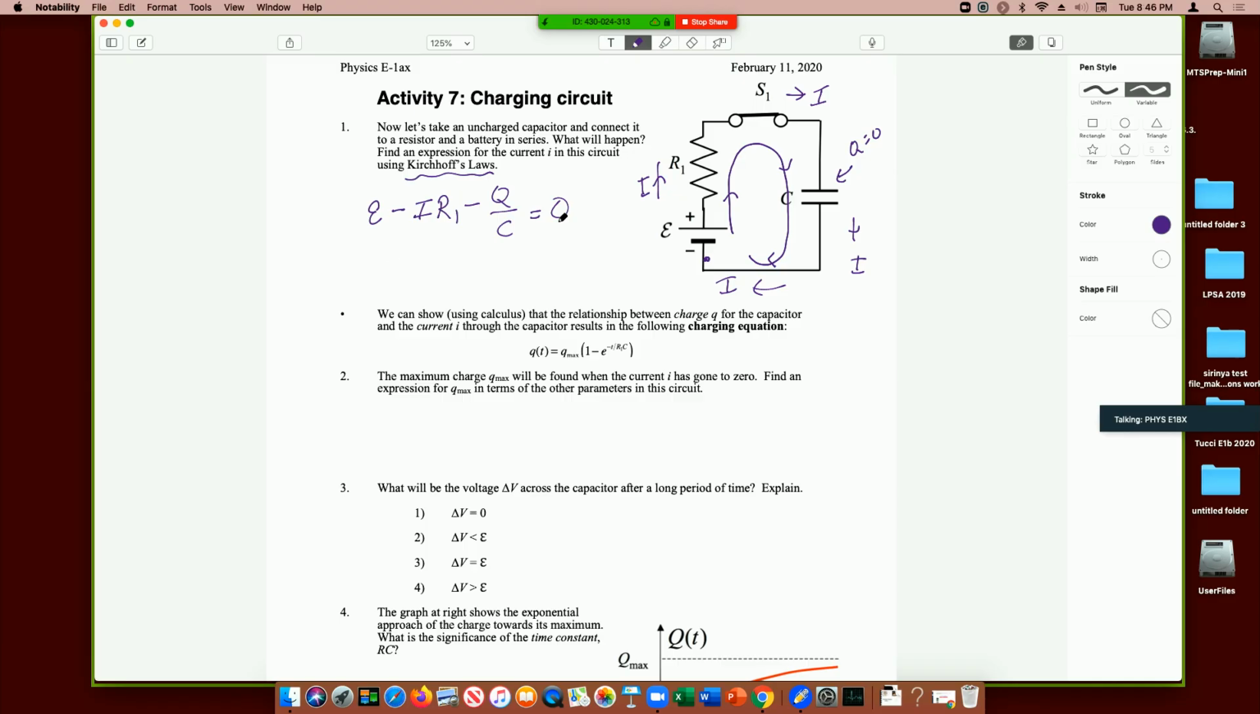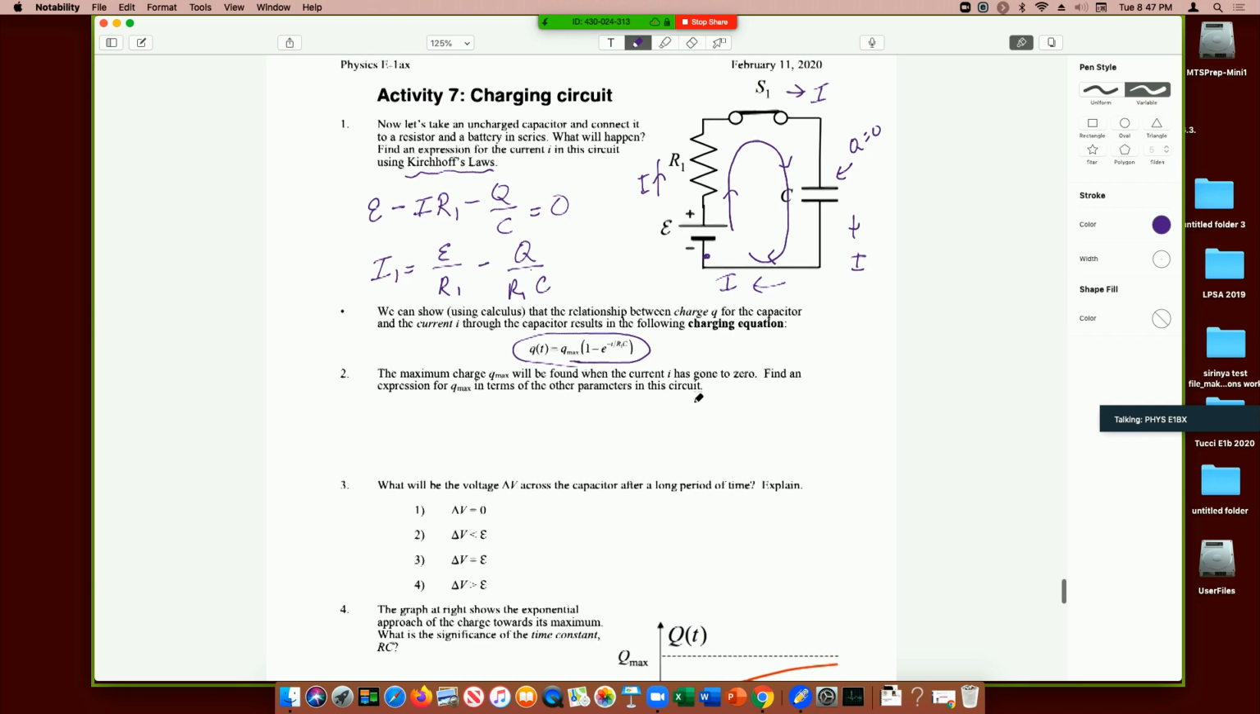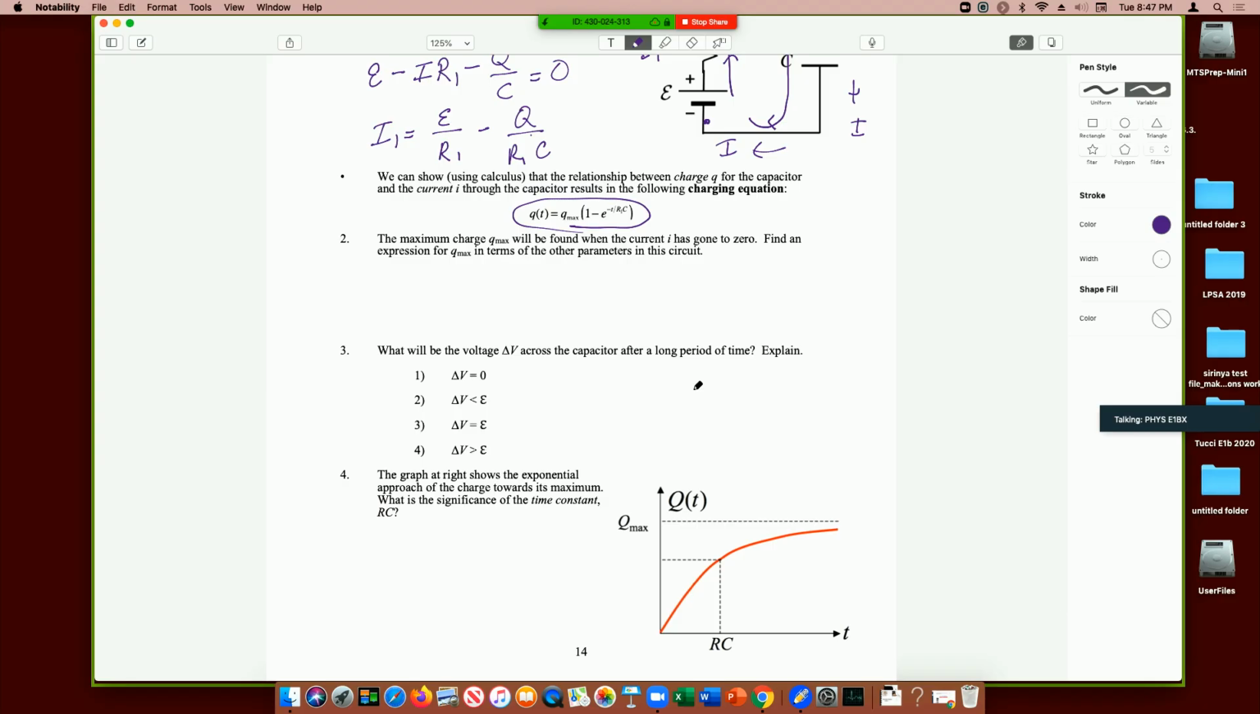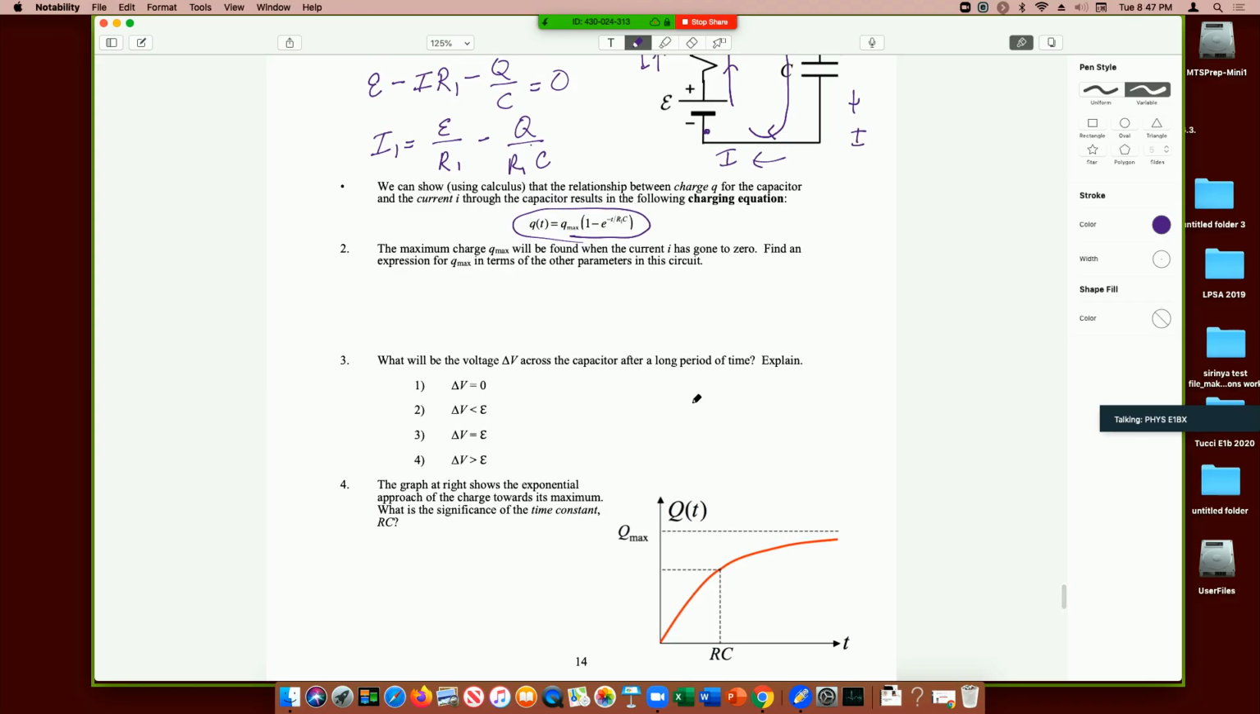That's just the loop. So I1 is just going to equal the voltage of the battery divided by R1, minus Q over R1 times C. We can show through calculus, we're not going to show you, that the charging equation is just this. It looks very similar, it's just the opposite of the discharging. The maximum, Q max, will be found when the current equals 0.